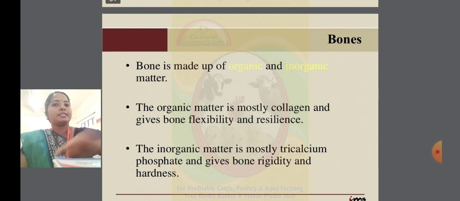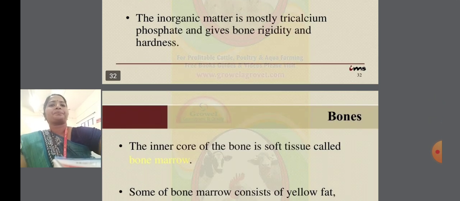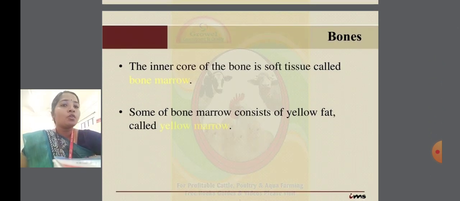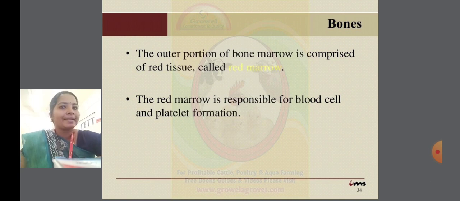So let's see what bone is made up of: organic and inorganic matter. The organic matter is mostly collagen and gives bone flexibility and resilience. The inorganic matter is mostly tricalcium phosphate and gives bone rigidity and hardness. The inner core of the bone is soft tissue called bone marrow. Some of the bone marrow consists of yellow felt called yellow marrow. The outer portion of bone marrow is comprised of red tissue called red marrow. The red marrow is responsible for blood cell and platelet formation.